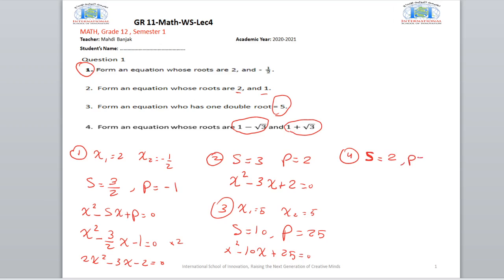And their product, what about their product? You can do the product on the calculator. 1 minus radical 3 times 1 plus radical 3 gives 1 minus 3, which is -2.